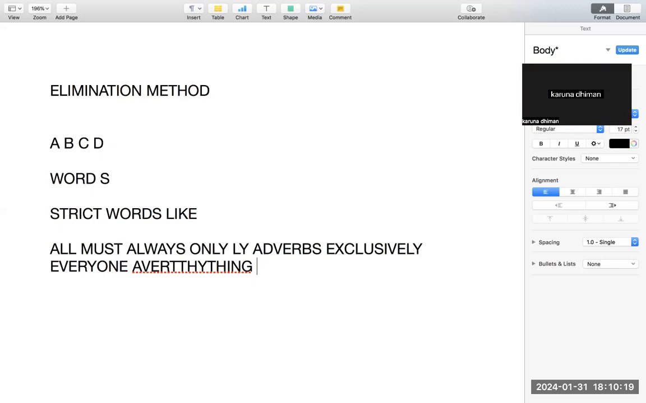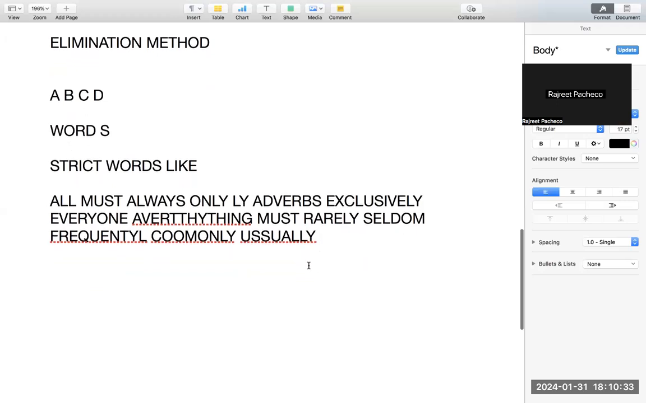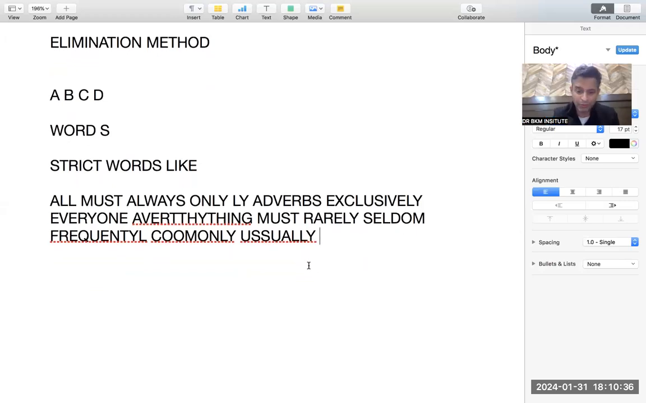Rarely, seldom, commonly, frequently. We have to look for these words. Commonly, usually, ultimately. Ultimately can be a good word to see, because normally you will not find this word easily, but ultimately means at last. This is ultimately the best thing. So the word ultimately is like ultimate, meaning the best.